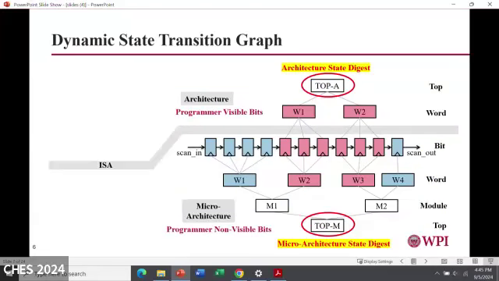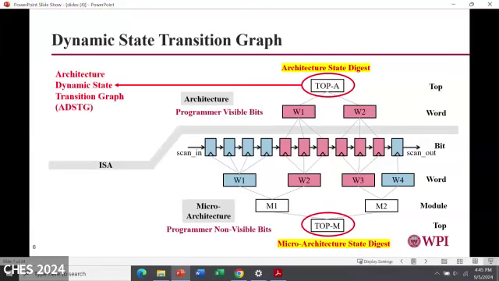Not only can we now trace which register, which bit, which module is faulty from the root digest, we will also be able to visualize it in a graph. So now I introduce the dynamic state transition graph. For the architecture state level, we will plot the architecture dynamic state transition graph. Basically, we plot it per instruction based on the PC jumps. We're able to plot all these digests in an actual graph.